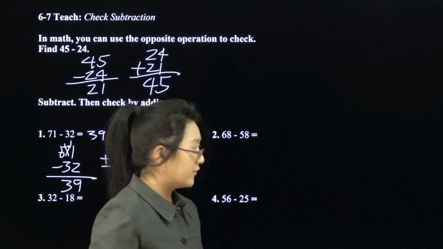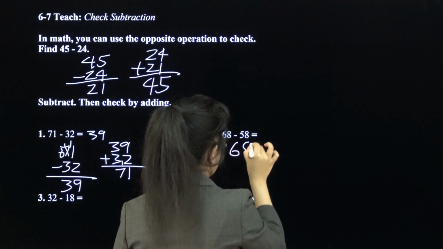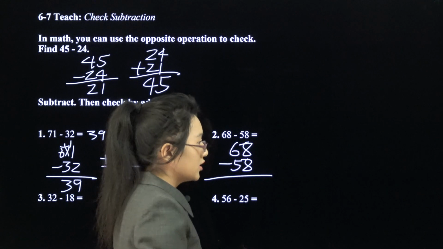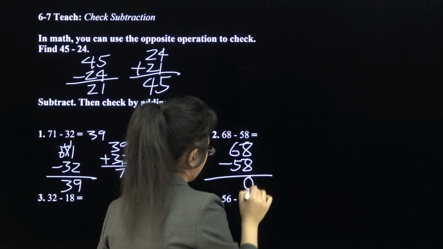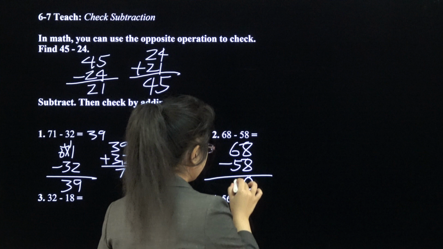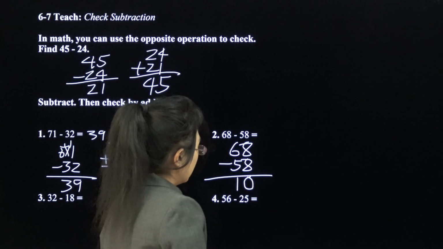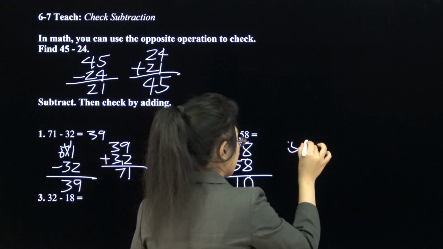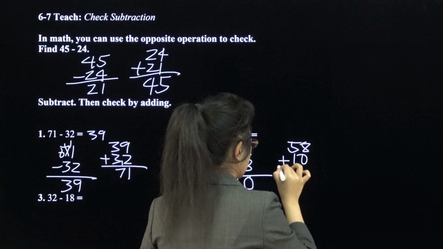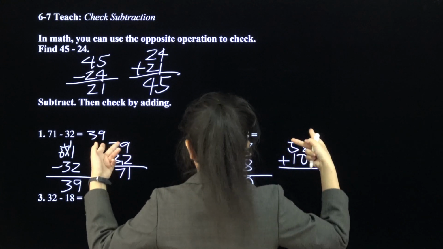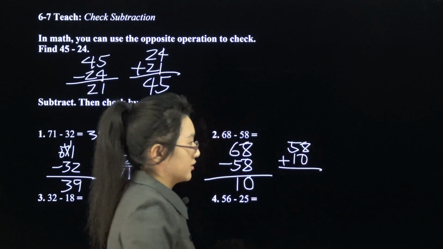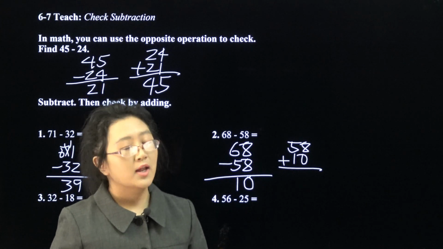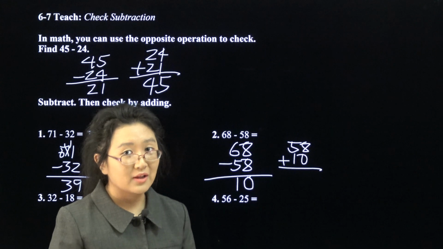What about 68 and 58? So 68 minus 58, the ones digit, 8 minus 8, 0. 6 minus 5, 1. Okay, if the answer 10 is correct, then 58 plus 10, you might realize that I'm switching around the order of the answer and the original number in the subtraction operation. Well, that's because of the commutative property of addition.